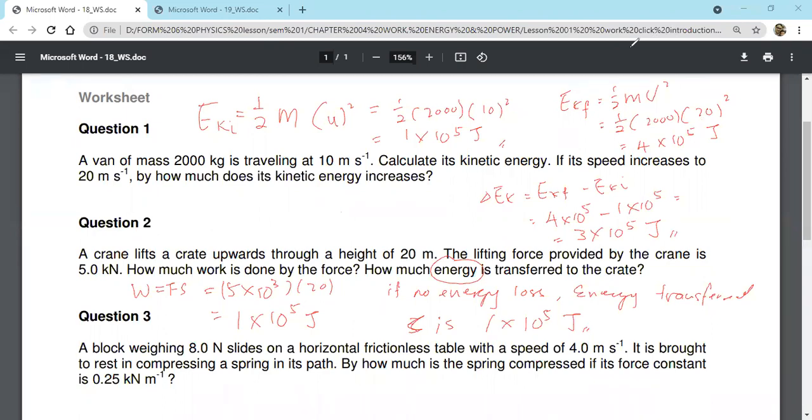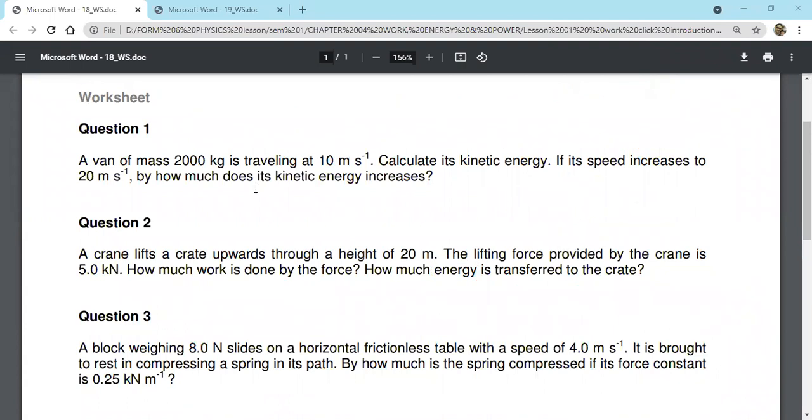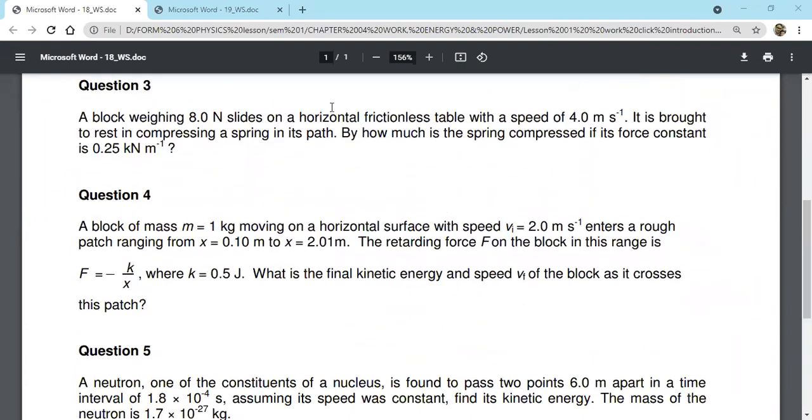Now we move to question number 3. So I need to clear the screen, yeah? Countdown, 5, 4, 3, 2, 1. Let's go to question number 3.